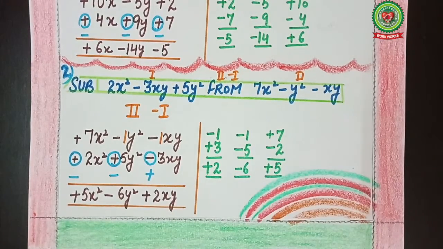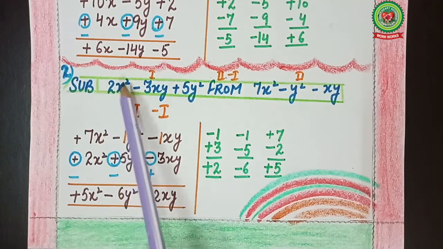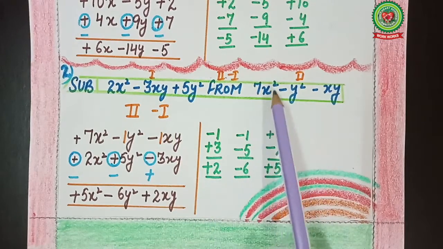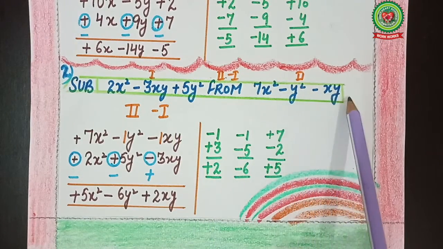Now move to example number 2. So here again, subtract 2x square minus 3xy plus 5y square from 7x square minus y square minus xy.